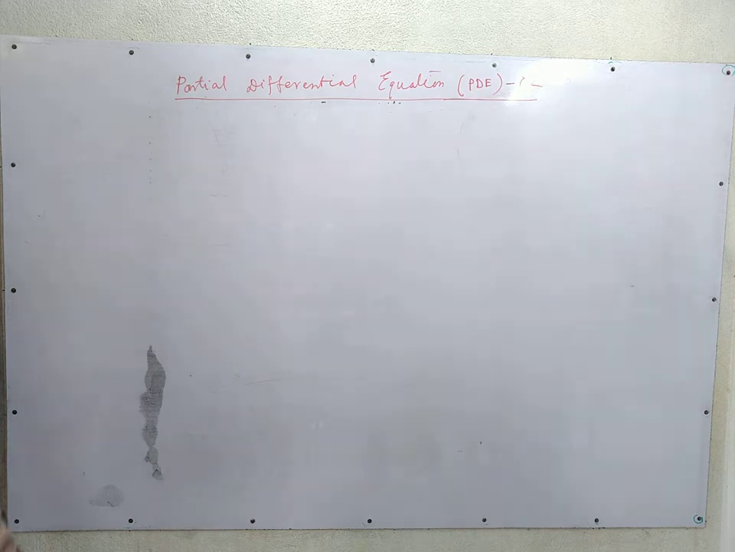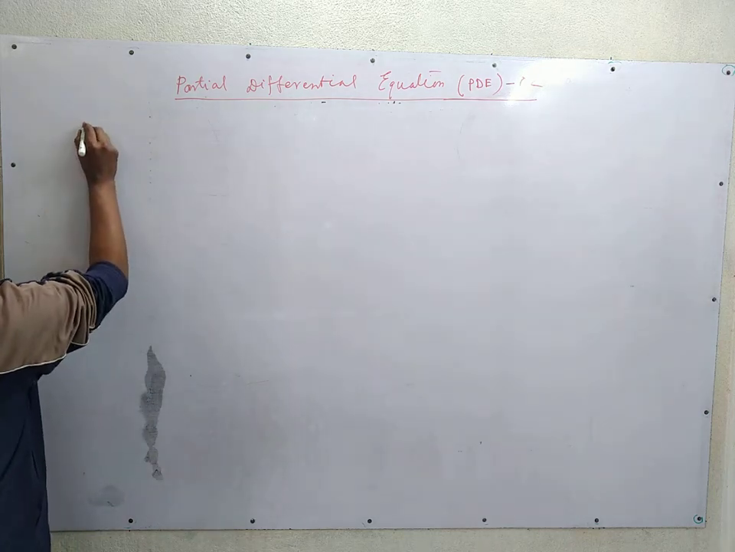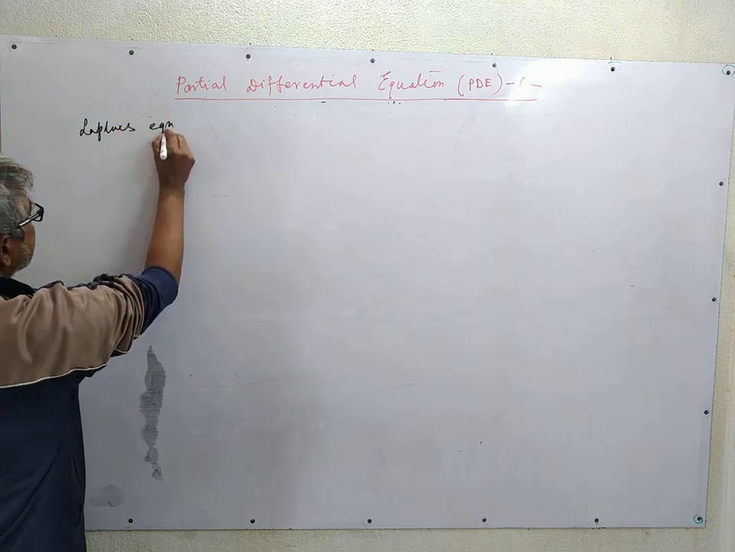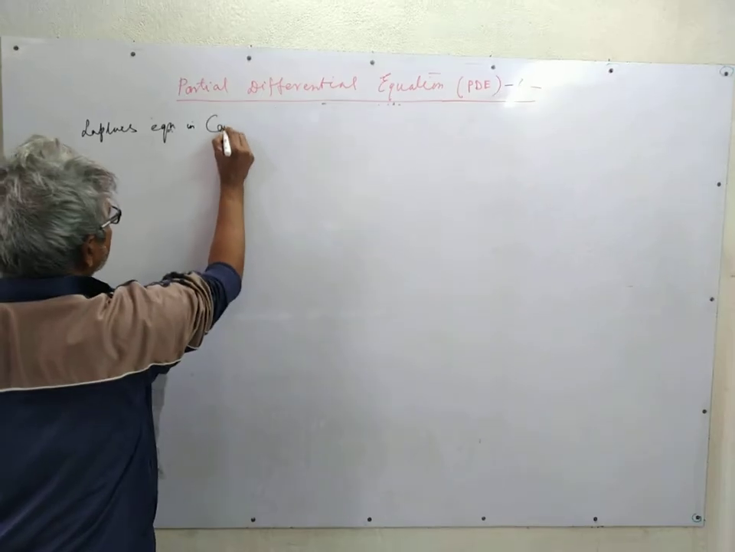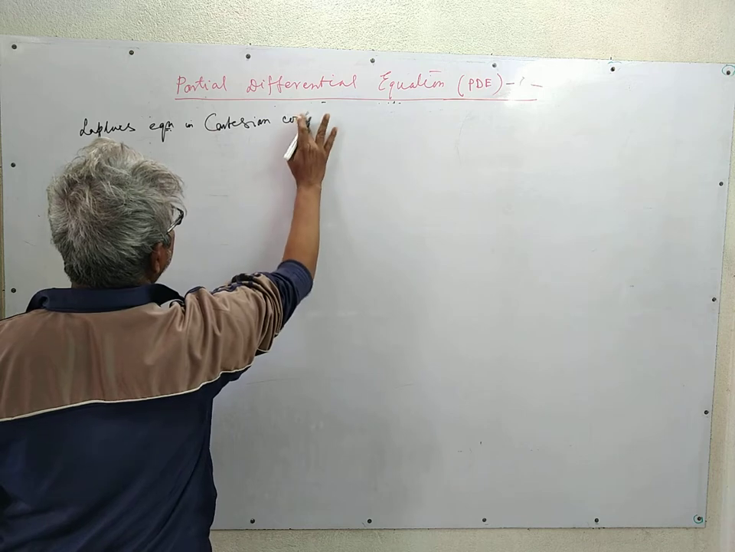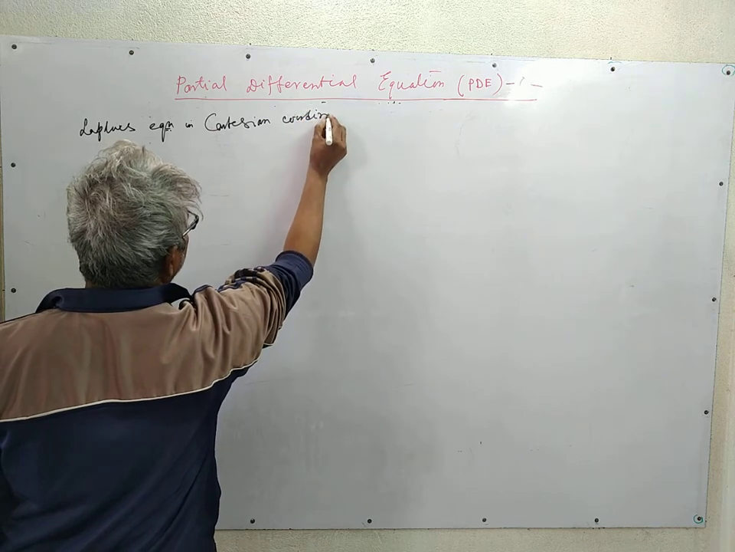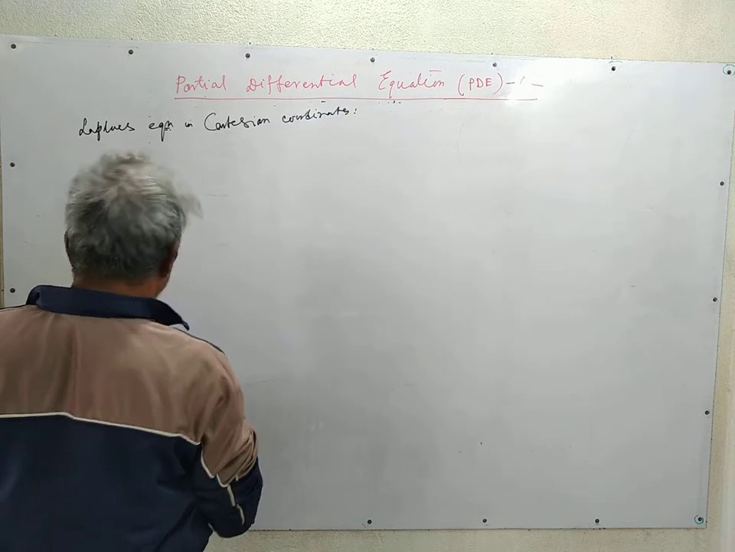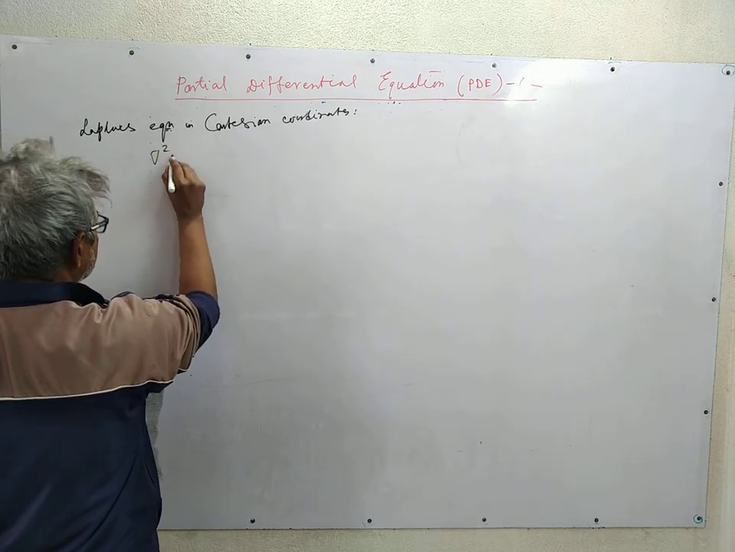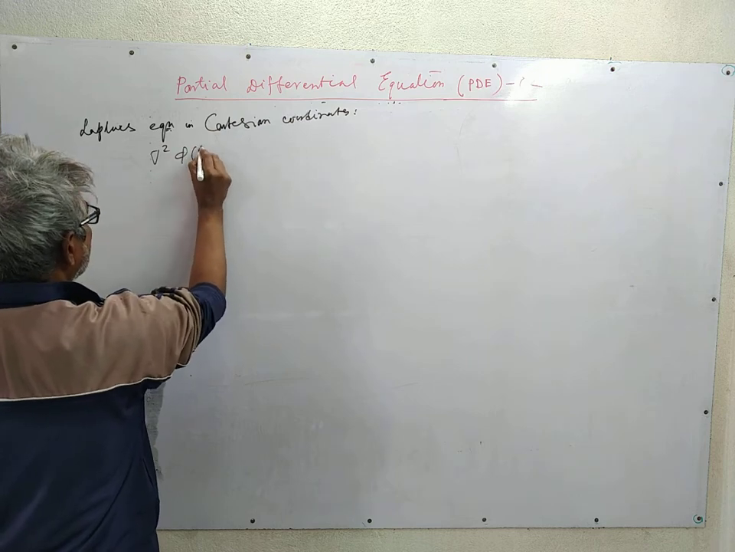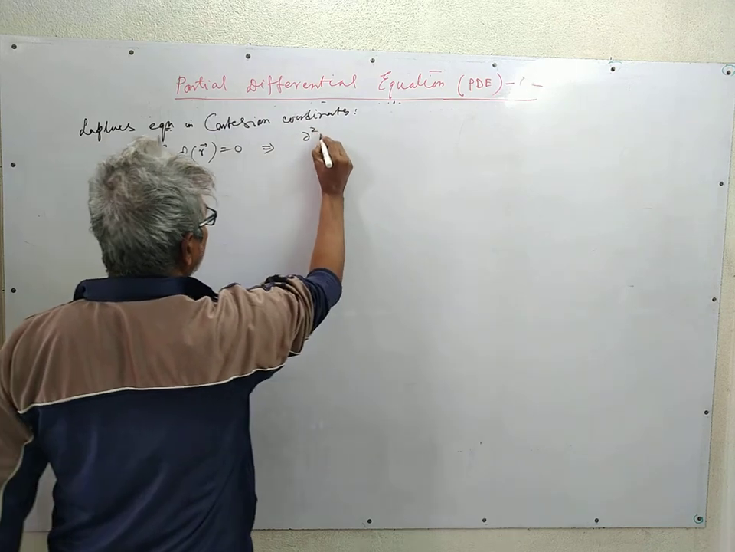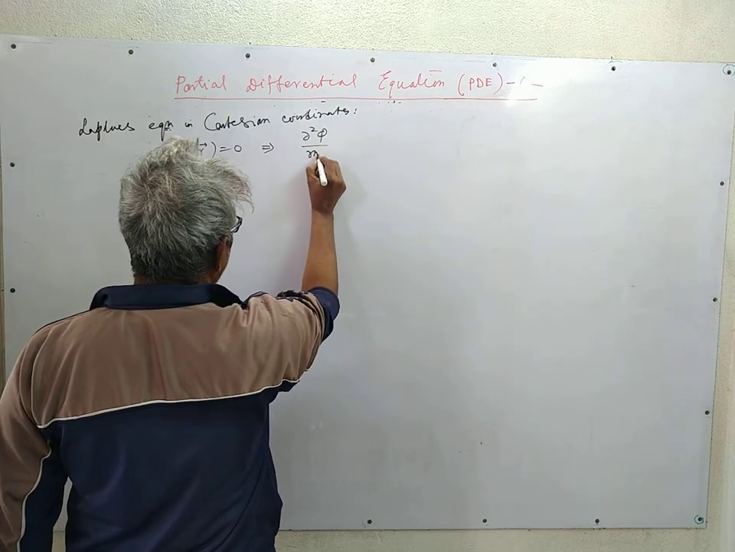So, Laplace's equation in Cartesian coordinates. Now the Laplace equation, the original equation, is del squared phi equal to 0, which now becomes del squared in Cartesian.